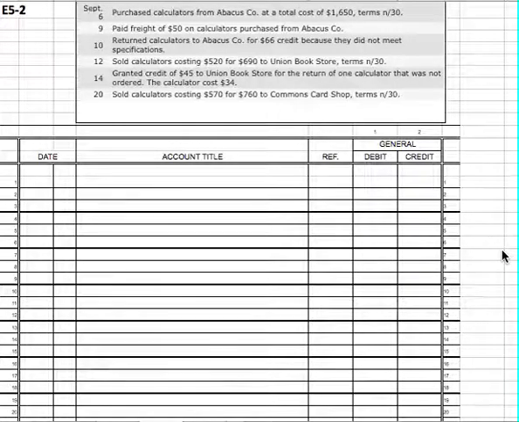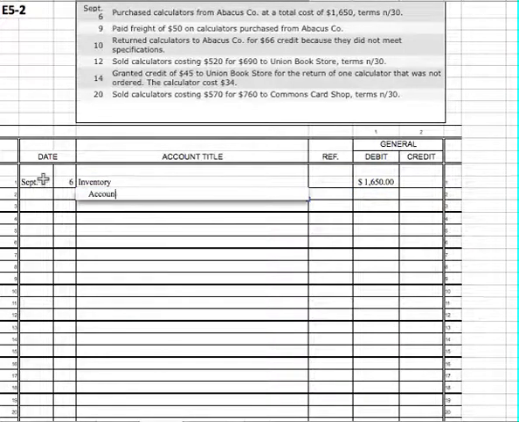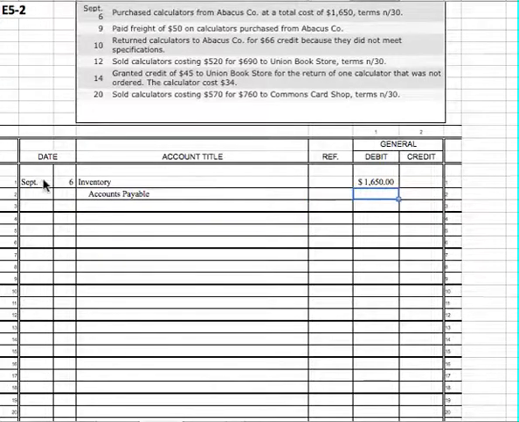of Office Depot. On September the 6th, purchased calculators from Abacus Company at a total cost of $1,650, terms net 30. So in this case, it's going to increase our inventory plus our accounts payable, which are things that we owe. I'll go ahead and write the date. It was September the 6th. And it increased our inventory. And then also our accounts payable. And that will increase with the credit.